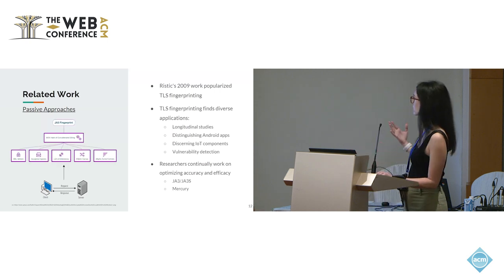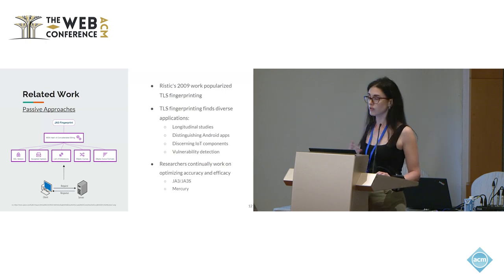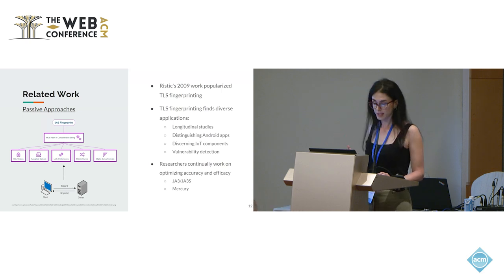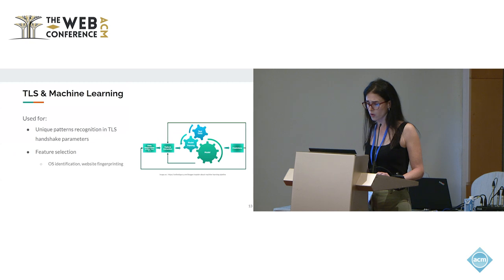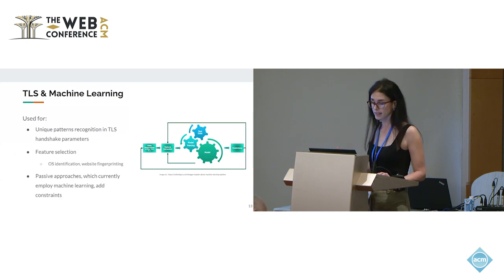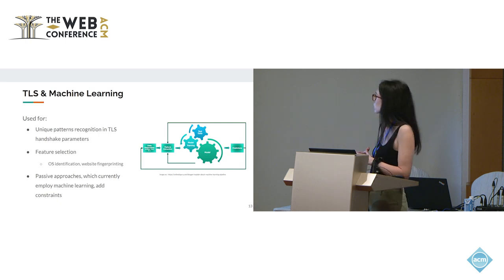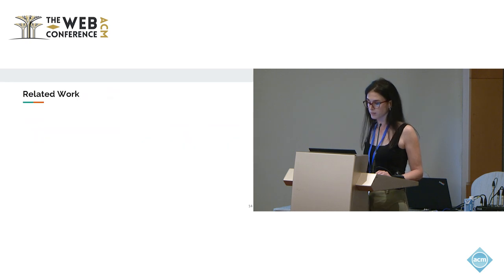So let's see what happens in the state of the art. The state of the art either focuses on passive approaches or active approaches. Those that use passive analysis calculate fingerprints for machines based on the TLS messages exchanged. In addition, there are works that also employ machine learning in order to understand if it's possible to do some classification or some prediction about the activity of the servers, as for example, works that perform OS identification or website fingerprinting.